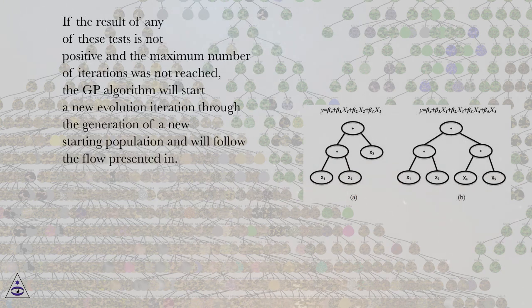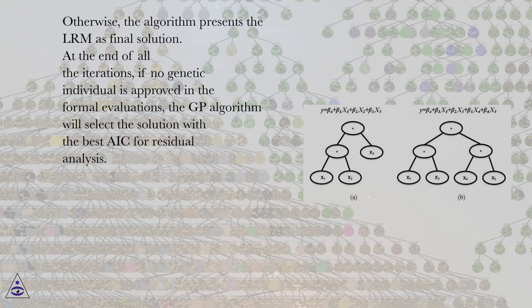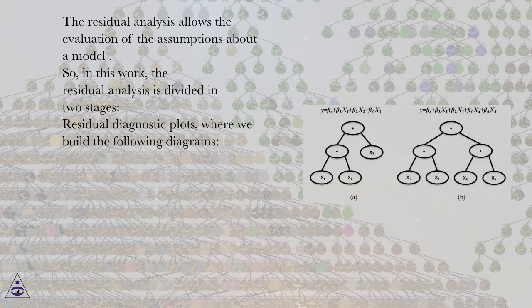If the result of any of these tests is not positive and the maximum number of iterations was not reached, the GP algorithm will start a new evolution iteration through the generation of a new starting population and will follow the flow presented in the figure. Otherwise, the algorithm presents the LRM as the final solution. At the end of all the iterations, if no genetic individual is approved in the formal evaluations, the GP algorithm will select the solution with the best AIC for residual analysis. The residual analysis allows the evaluation of the assumptions about a model.